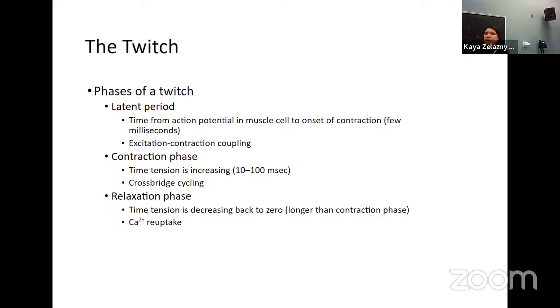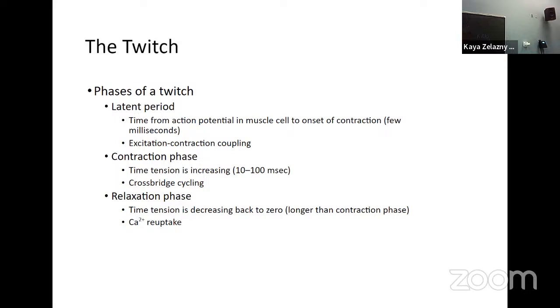So at the beginning, we have our latent period. So this refers to the fact that it takes a little bit of time from the time our action potential is coming down our motor nerve, linking up with our muscle cell, helping us release calcium into the cytosol, to when we actually elicit contraction. So when our muscle actually starts to shorten as our actin is sliding past the myosin and shortening our sarcomeres. So this takes about a few milliseconds before this starts happening, right? So during the latent period, we're doing our whole process of excitation contraction coupling. We're trying to kickstart those cross-bridge cycles.